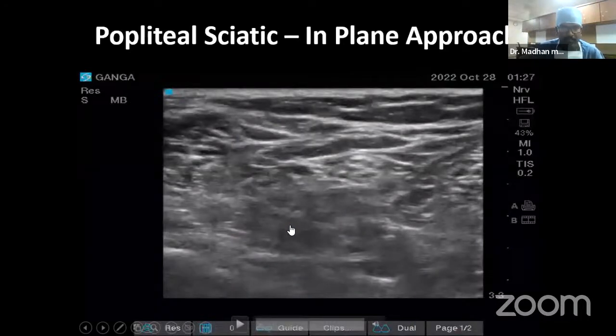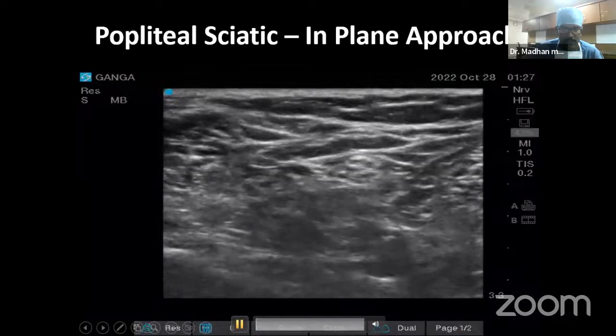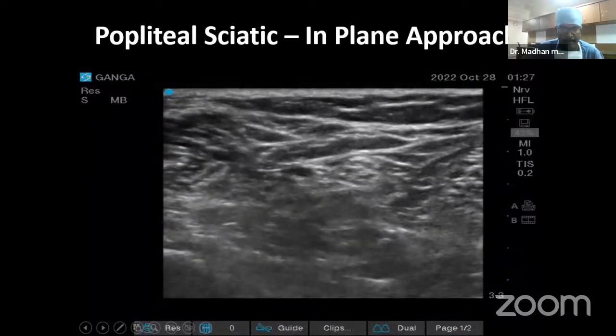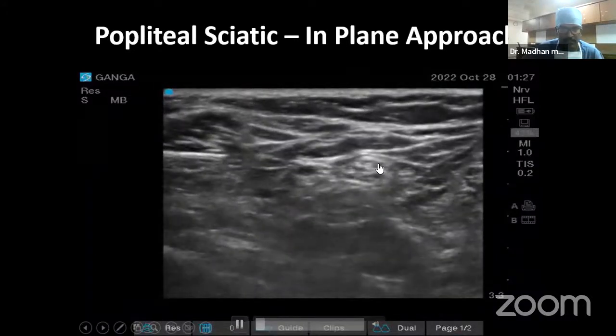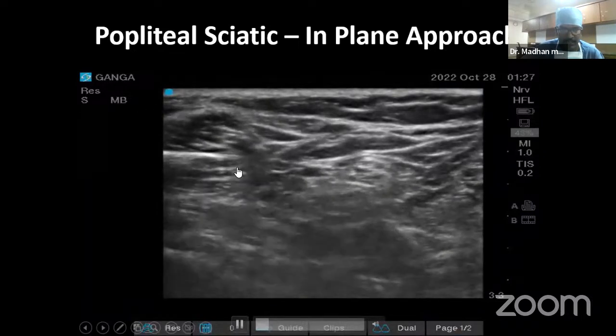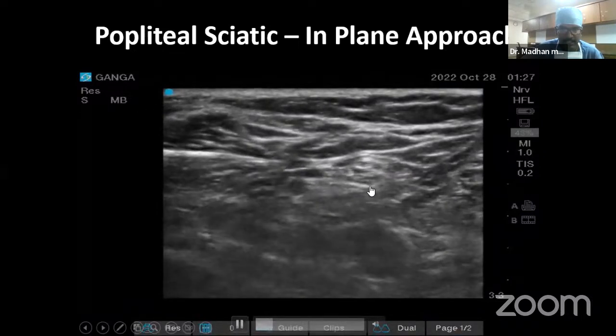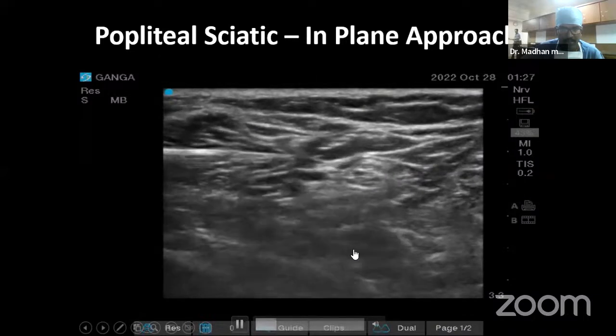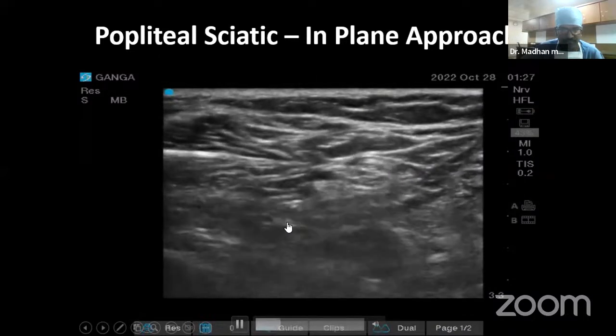Popliteal sciatic, this is a video showing popliteal sciatic in plane approach. You can see my pointer is lateral. You can see the needle is coming inside. This is a tibial nerve and this is a common peroneal nerve. This is a popliteal artery.